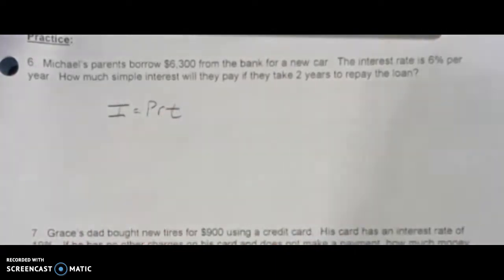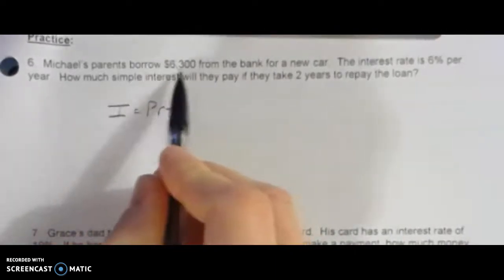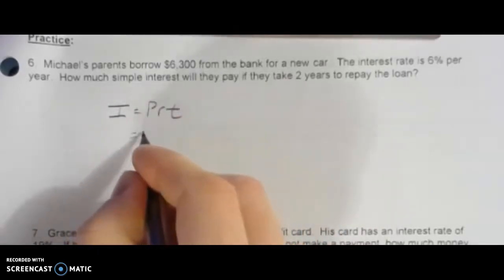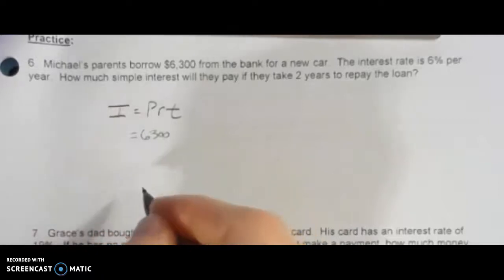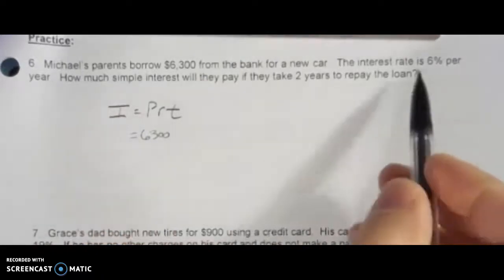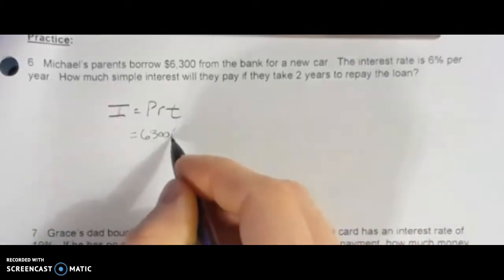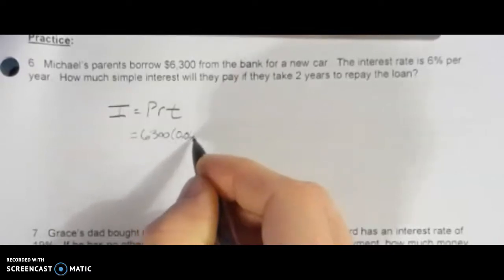His parents are borrowing $6,300 from the bank. That's the principal amount. The amount borrowed is the principal, so that's $6,300. They tell us that the interest rate is 6%. We'll change that to a decimal, move the decimal back twice to the left. So the rate we're going to write as a decimal is 6/100ths.